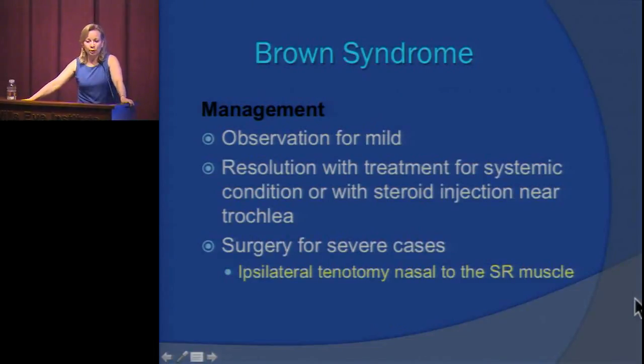In management of Brown syndrome, you want to observe them if they're mild, and you'll see they'll have resolution with treatment of the systemic condition. Sometimes you'll help the Brown syndrome with a steroid injection near the trochlea, or again, just treating the systemic condition causing the inflammation. You'll want to do surgery for... yes?